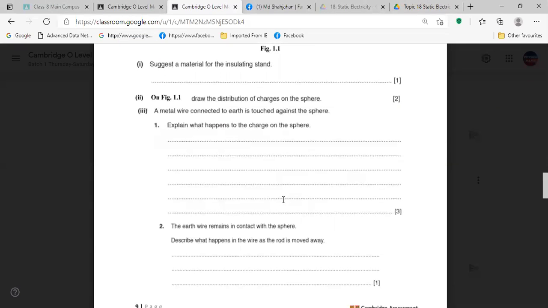Continue, Monica. Question 3: A metal wire connecting to the earth is touched against the sphere. Explain what happens to the charge on the sphere. So they are saying a metal wire connected to earth is touched against the sphere. That means the sphere is connected to the ground, right? Yes, sir. Explain what happens to the charge on the sphere. What will happen then?